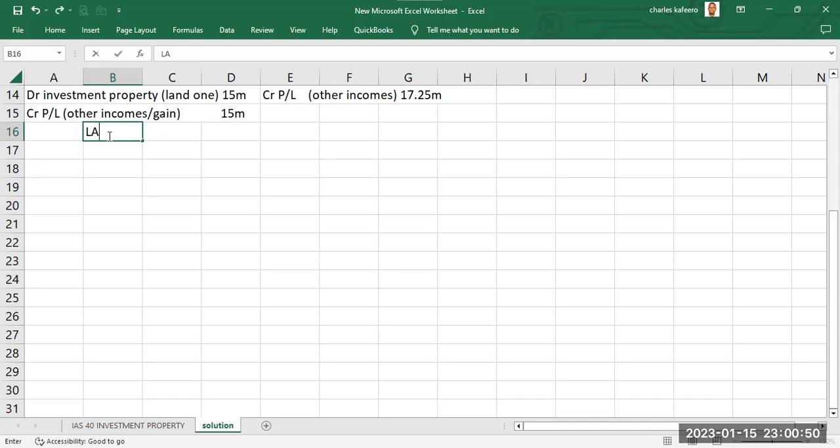This land 2 and land 2 said it's going to be accounted for under PPE because it was used as head office. You can make a summary. It was acquired when?